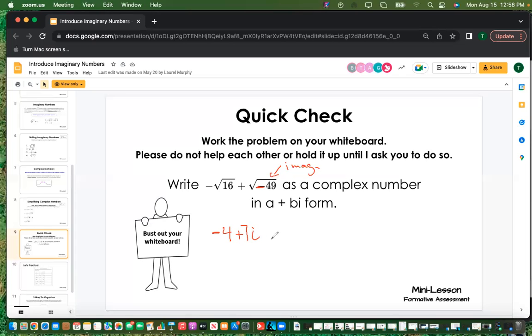Everybody see how I did that? Are there any questions over this? Hopefully this is not too bad. Yep. The square root? Yep. So if this negative is inside the square root, that's when we're going to have this i. When it's outside, we're not going to have an i.